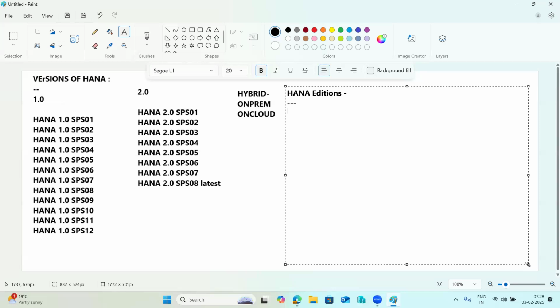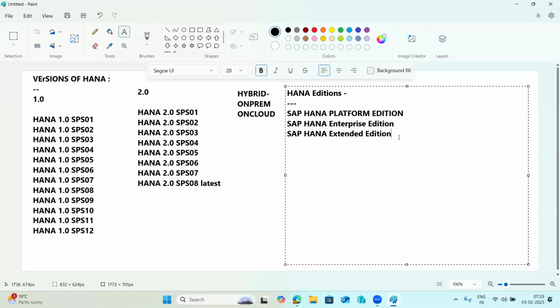So in HANA, there are three editions. Majorly, if we talk about the different types of editions, the first is the SAP HANA platform edition. The next one is the SAP HANA enterprise edition. The third one is called the SAP HANA extended edition. So there are three editions SAP released into the market here.